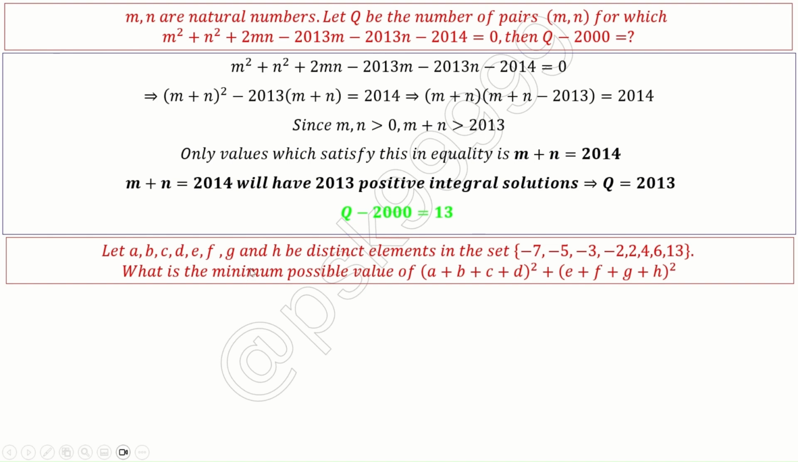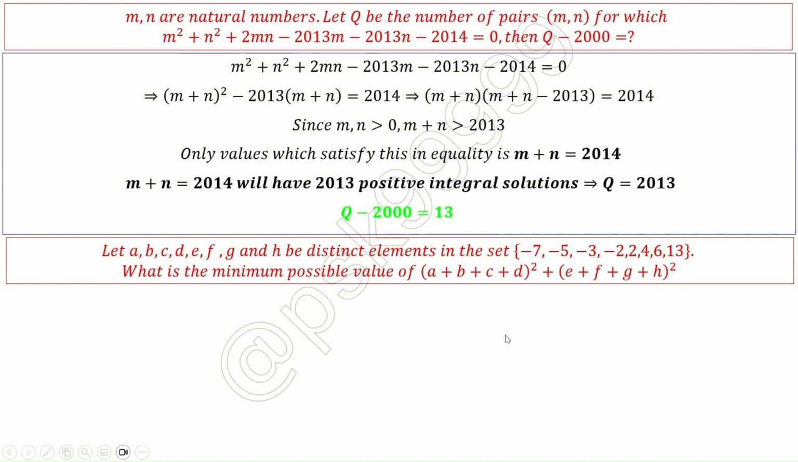A, B, C, D, E, F, G, and H are the distinct elements in the set -7, -5, -3, -2, 2, 4, 6, and 13. These are the 8 elements of the set, but you don't know which one is what. What is the minimum possible value of (a plus b plus c plus d) whole square plus (e plus f plus g plus h) whole square?